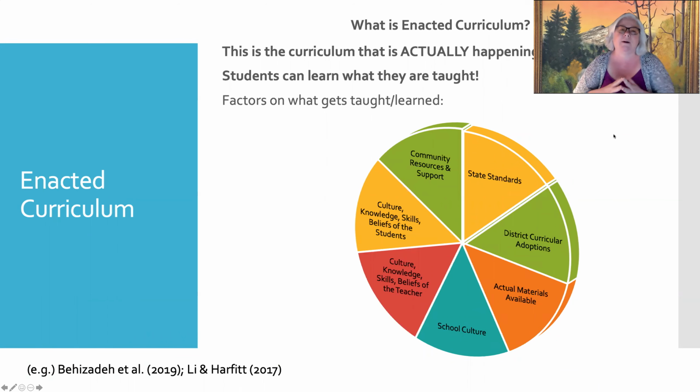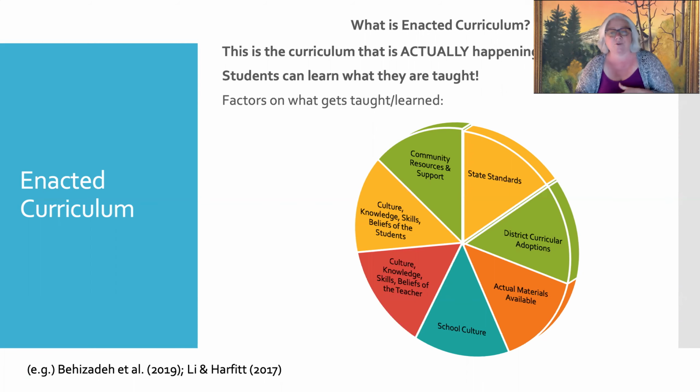Okay, so now I want to talk about, this is the curriculum that actually is happening. So let's look at factors that contribute to the actual enacted curriculum. Here I have pie pieces to think about, right? State standards, of course, these are important. You will be held accountable as a teacher that you are aligning what you're teaching and that students are working toward those state standardized expectations. District curricular adoptions, of course, are going to play a role. If you have an adopted Big C curriculum, that is going to play a role in what gets enacted.